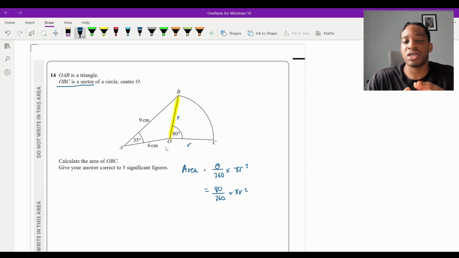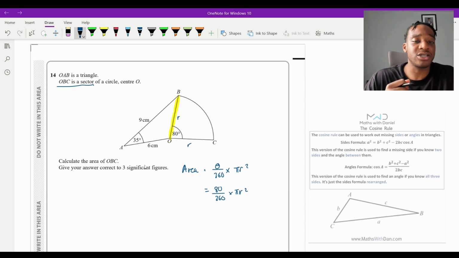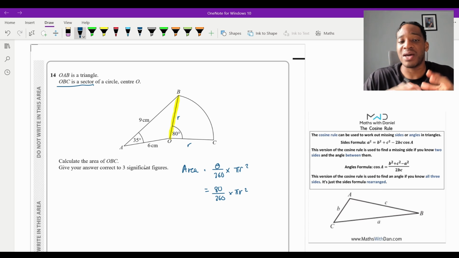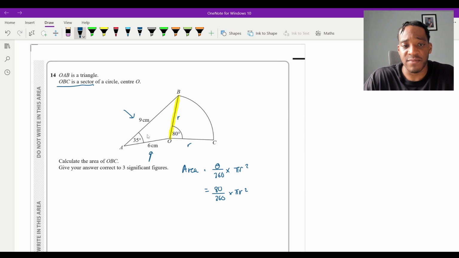And another important skill is identifying which rule to use. With this one, we've actually been given two sides and an angle in between, so it's going to be the cosine rule. Remember, the formula for the cosine rule is a squared is equal to b squared plus c squared minus 2bc cos A. And you can use this to find a side if you have two sides and the angle in between. You could use it to find the opposite side to the angle. So we're going to go and use the cosine rule.